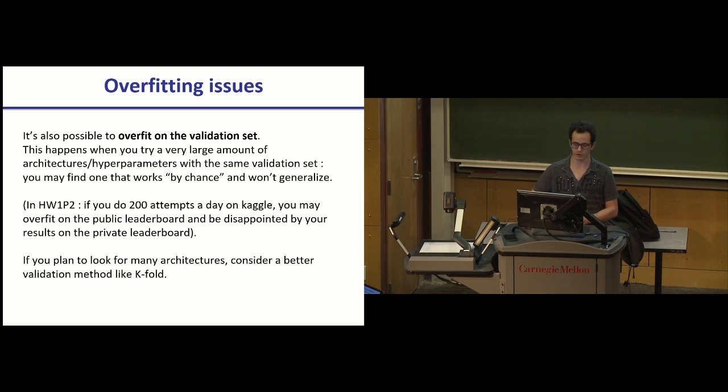And if you want to look at many architectures in general, don't use one validation set, but look at things from machine learning that might be better, like k-fold validation, when you try different models with different validation sets. I'm not going to go into detail of what it means, but if you Google it, it's going to show up.